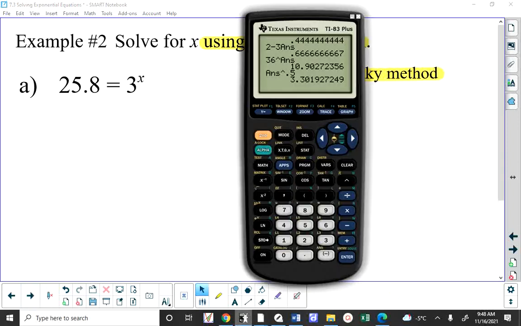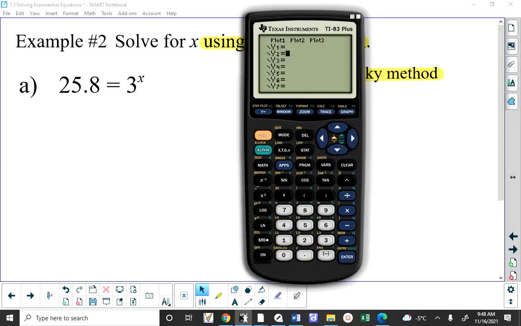We can use trial and error here, but I want to be a little more sophisticated than just putting 3 raised to some number from the home screen. I know, by the way, that 3 squared is 9 and 3 cubed is 27. So if I want to raise 3 to a number to get 25.8, I know that number is going to be between 2 and 3, and it's probably going to be closer to 3. I don't want to be plunking around on my calculator here. I think the best thing to do is to put this in for y.